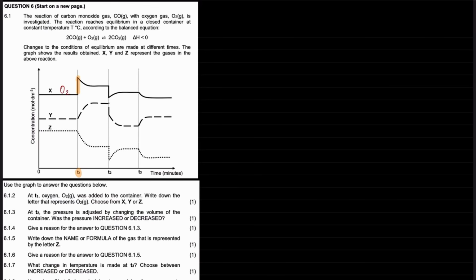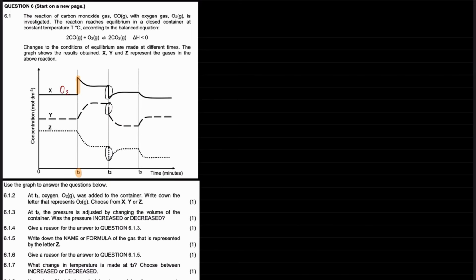Next question reads, at T2, the pressure is adjusted by changing the volume of the container. Was the pressure increased or decreased? Now at T2, let's just make a note of what's happening. I can see on these graphs that there's a decrease in the concentrations. So there's nothing I can read too much into so far. However, afterward there are some changes, and that's what we should focus on here.